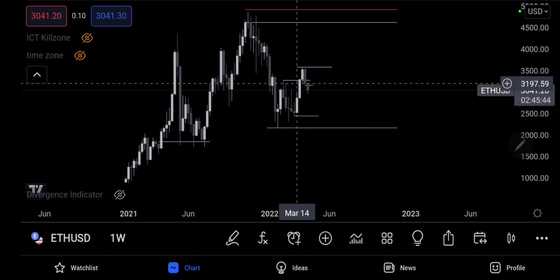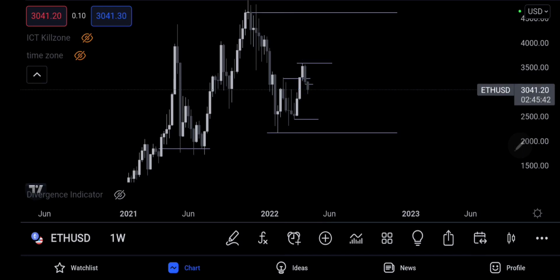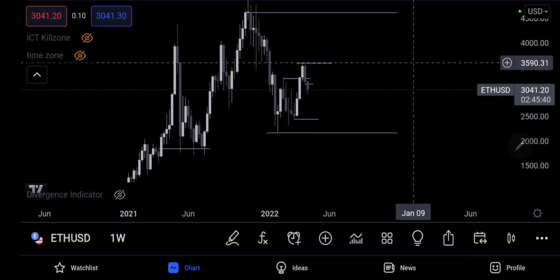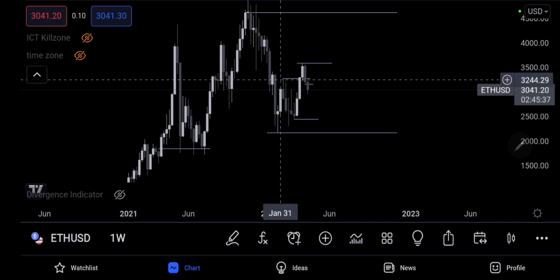The fact that it took this high out, right? So this is what I'm looking at, and this is how you do analysis. Okay, I see that. Hey, this high got taken out.